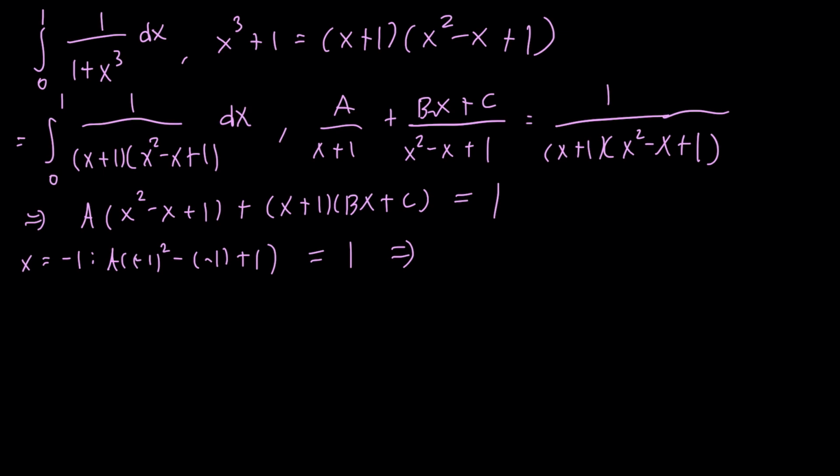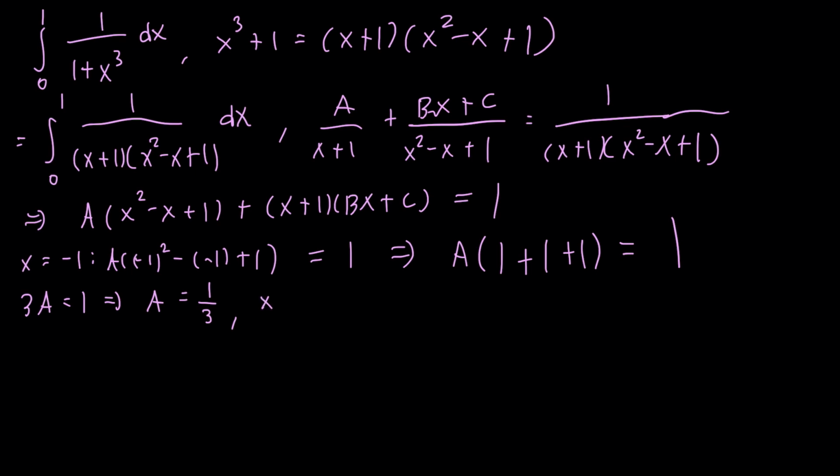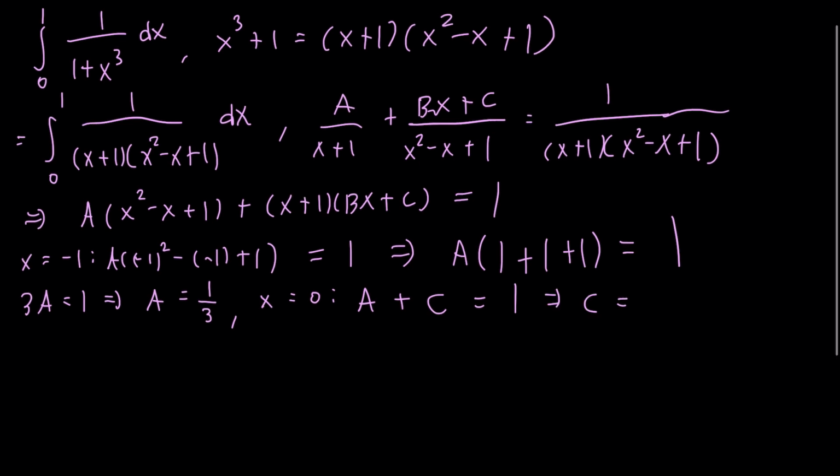But this means that we're going to have A times (-1) squared, which is 1. Negative times -1 is +1, and plus another 1 is equal to 1. So 3A is equal to 1, so A equals 1/3. And if x equals 0, we're going to have A plus C is equal to 1. This means that C equals 1 minus A. We write 1 as 3 over 3, and we said A is 1/3, so minus 1/3. So we get C is equal to 2/3.